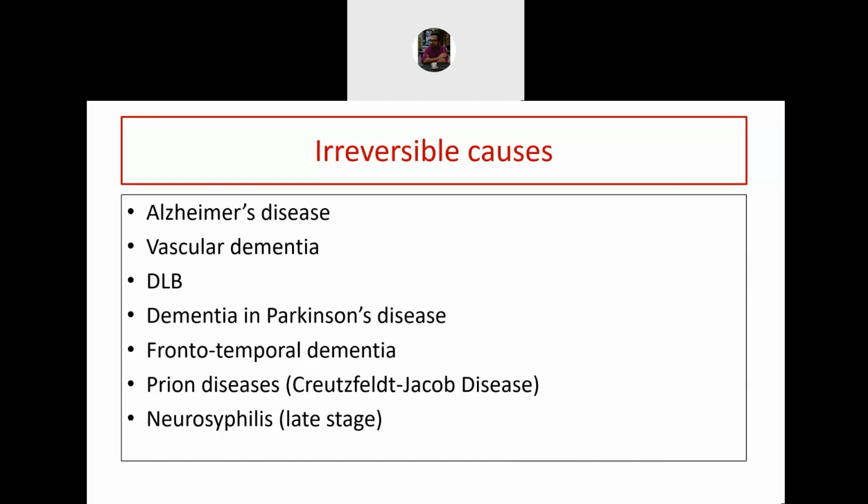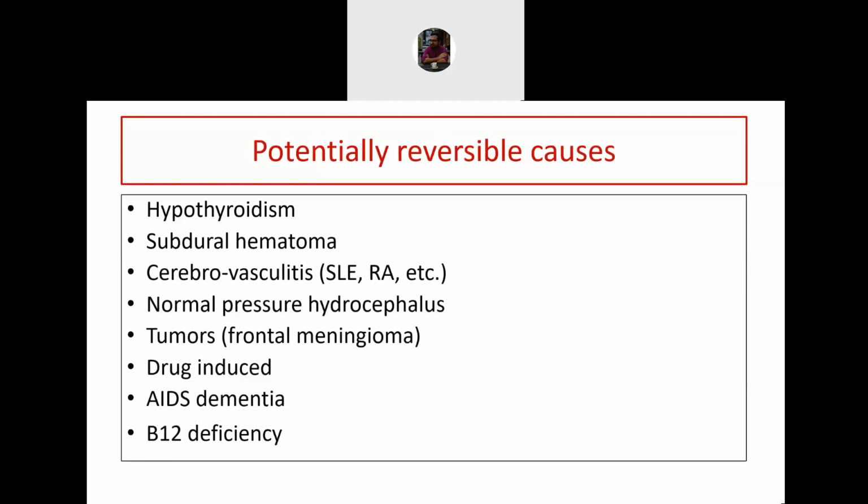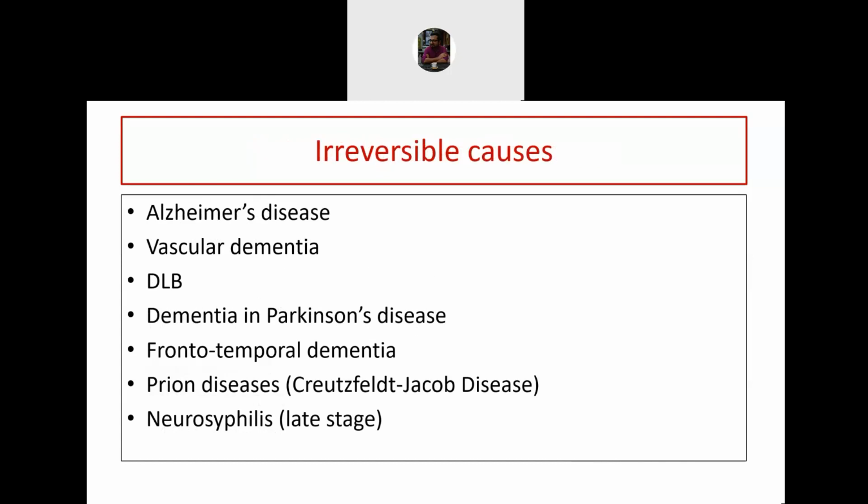Prion diseases where the brain undergoes spongiform decomposition or degeneration, known as the Creutzfeldt-Jakob disease, which has no good treatment till date. And late stages of neurosyphilis when no treatment can be done. Of course, in the early stages, you can treat with penicillin. These causes, the reversible causes as well as the irreversible causes, some of them affect the cortex, some affect the subcortical structures, some affect both, and some affect multiple parts of the brain.